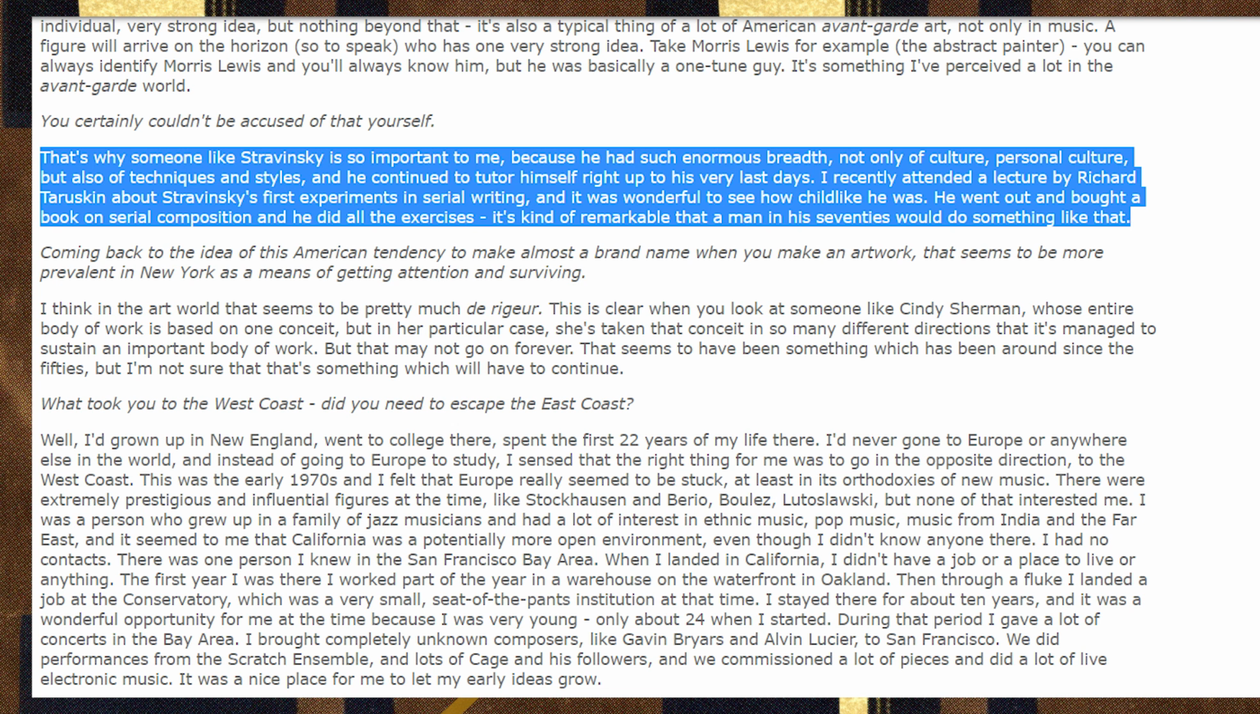That's why someone like Stravinsky is so important to me, because he had such enormous breadth, not only of culture, personal culture, but also of techniques and styles, and he continued to tutor himself right up to his very last days. I recently attended a lecture by Richard Taruskin about Stravinsky's first experiments in serial writing, and it was wonderful to see how childlike he was. He went out and bought a book on serial composition, and he did all the exercises. It's kind of remarkable that a man in his 70s would do something like that.